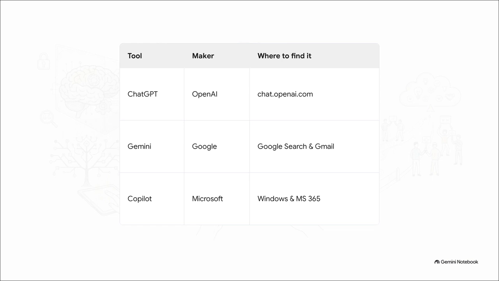And finally, we have Copilot, made by Microsoft. This one is built into Windows and programs like Microsoft Word, which makes it perfect for helping you draft emails or maybe summarize long documents. And you know, they all work exactly the same way. You just type a question and they respond right back in plain, friendly English.